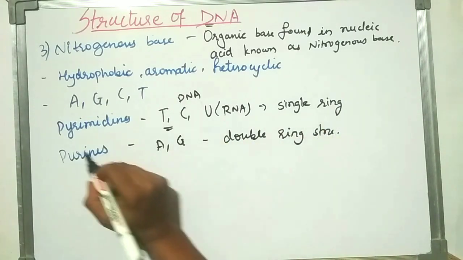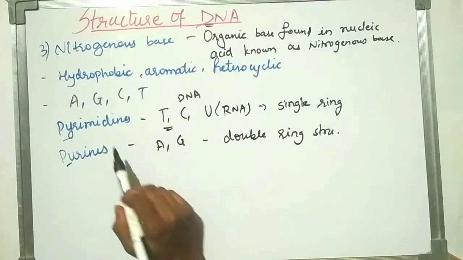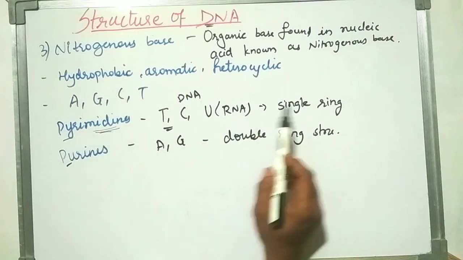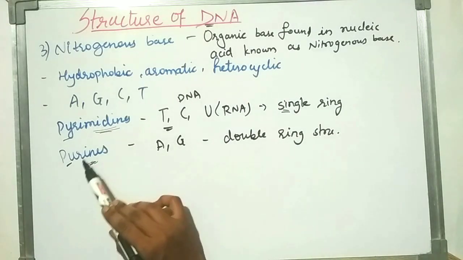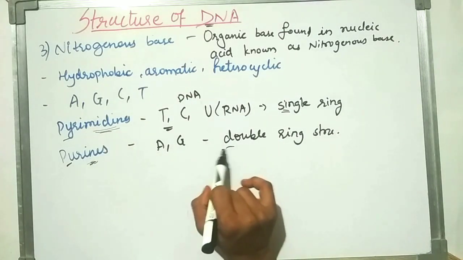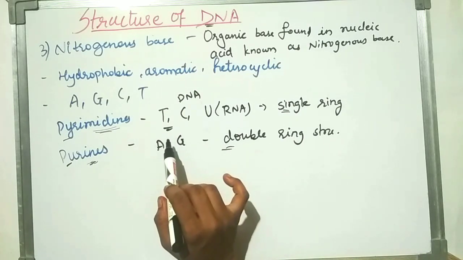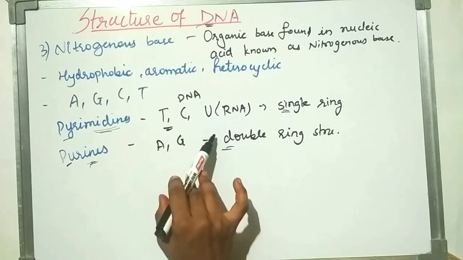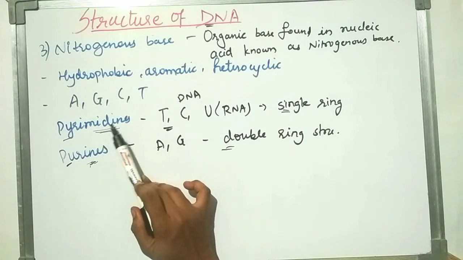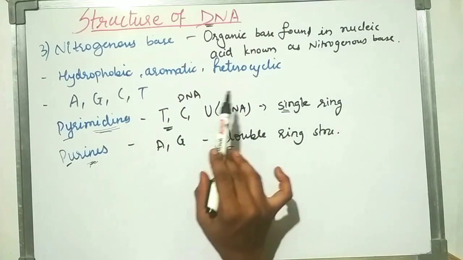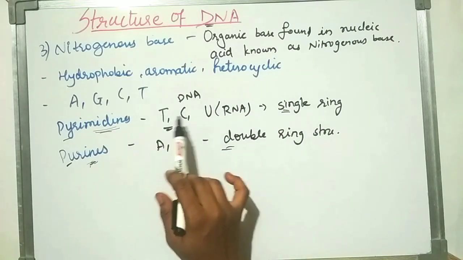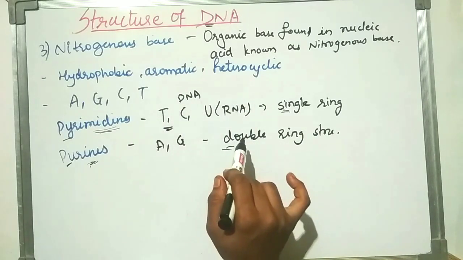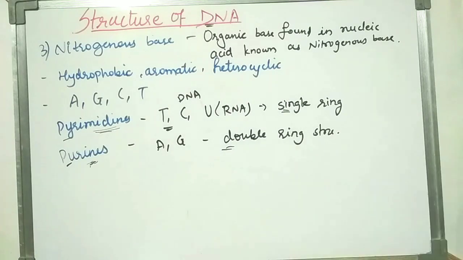So how can you remember? I'll tell you the trick. The spelling of pyrimidines is long, that's why it's a single ring. The spelling of purine is shorter than pyrimidine, so it will be a double ring structure, vice versa. If the spelling is small, the ring will be large; if the spelling is long, the structure will be small. Like that you can remember easily, because in competitive exams they may ask about the ring structure.